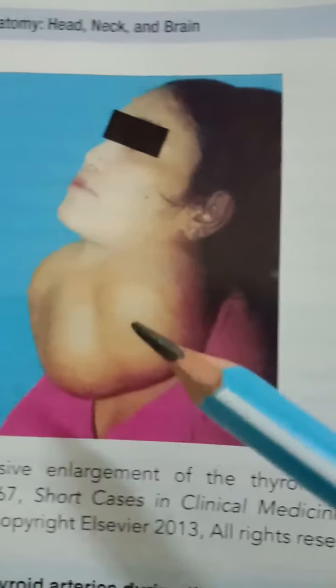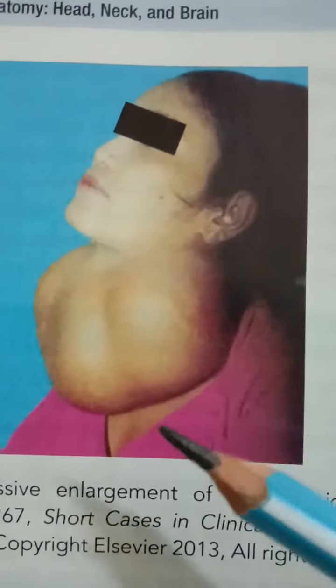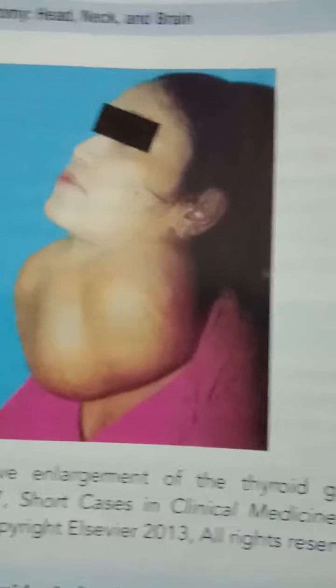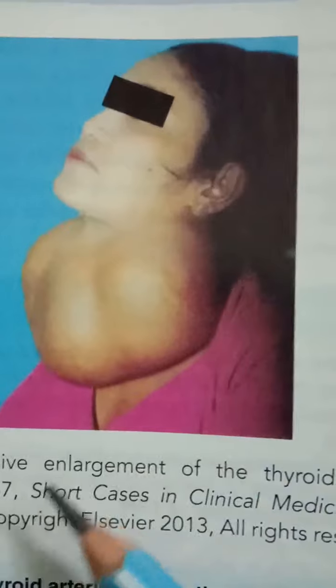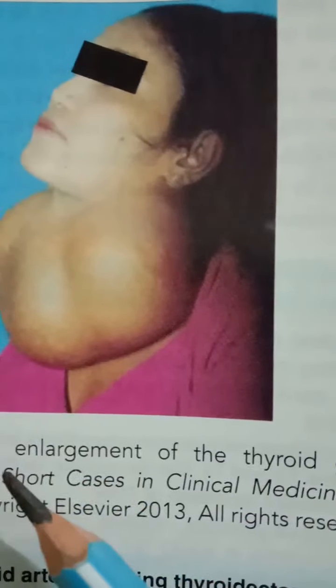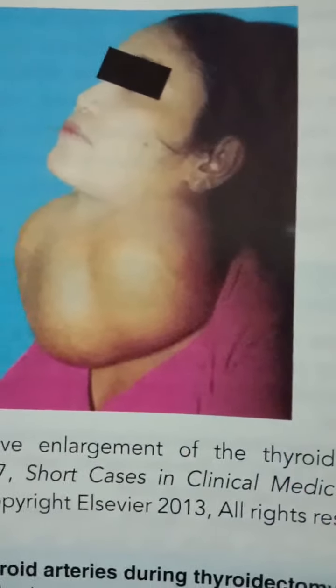Then the congenital anomalies related with the thyroid gland. In the development of the thyroid gland, congenital anomalies may occur, that is thyroglossal cyst or fistula. Second, one of the lobes or the isthmus may be absent. The descent of the thyroglossal duct may go beyond the definitive position in the neck to the superior mediastinum. So these are the congenital anomalies related with the thyroid gland.